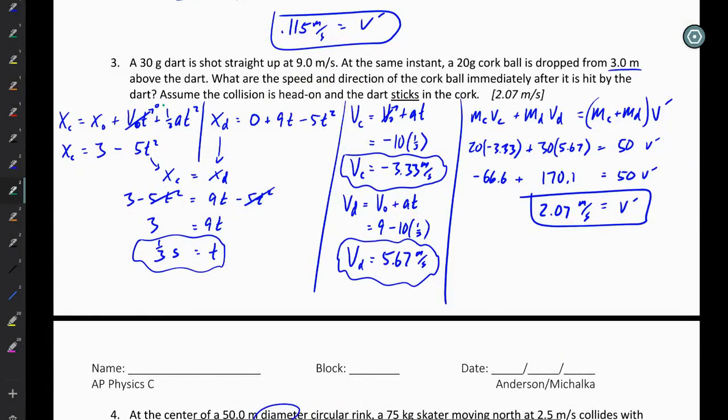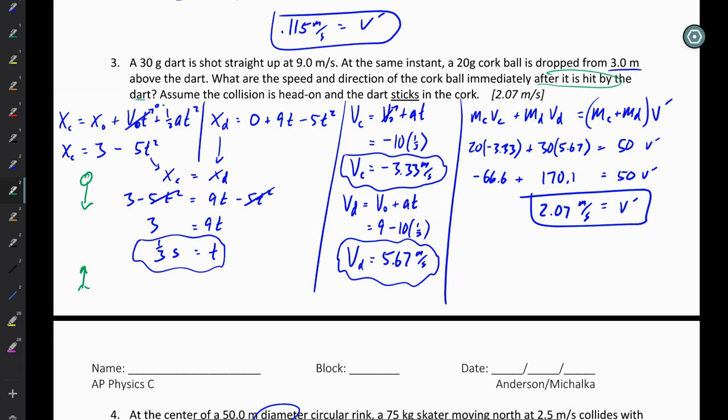Number 3 is where it starts to get interesting and a little more challenging. This 30-gram dart is shot straight up. At the same instant, a 20-gram cork ball is dropped from 3 meters above the dart. What are the speed and direction of the cork after it's hit by the dart? So you've got something being dropped and something being fired upward, and they're going to meet somewhere in the middle.